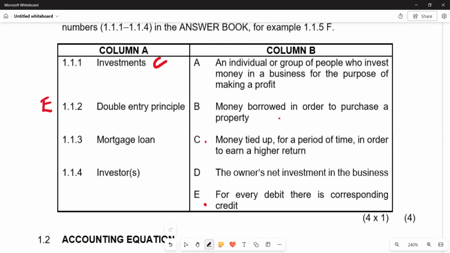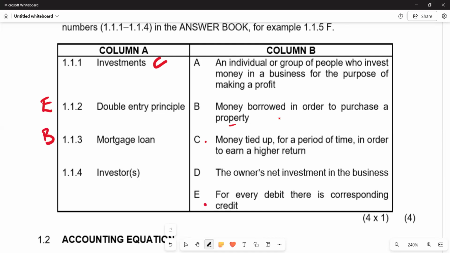Then we go to the next question, 1.1.3, which says a mortgage loan. But you know that a mortgage loan is a non-current liability. So we can try to find an explanation which explains the non-current liability. If you go to B, money borrowed in order to purchase property, obviously this is a long-term loan, a mortgage loan. Money borrowed to purchase a property is going to be a huge amount of money, which is also going to be a long-term loan. So we have B as the appropriate response.